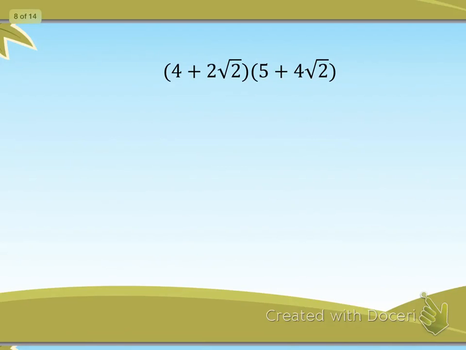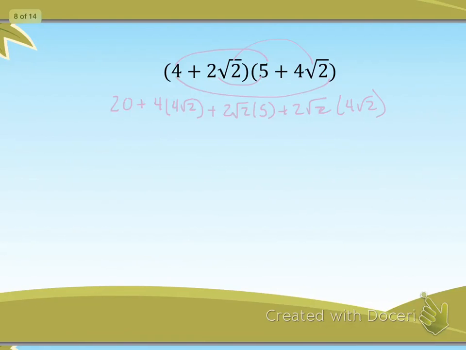Okay, this one, I have two binomials, so what we're going to have to do is FOIL. So you could FOIL, use distributive method, or box it up. So if I FOILed, I'm going to multiply the coefficients and multiply my square roots when I have them. So I got 4 times 5 right here, so 20, plus O stands for outer, so I got 4 times 4 square root 2. I stands for inner, so 2 square root 2 times 5. And L stands for last, so 2 square root 2 times 4 square root 2.